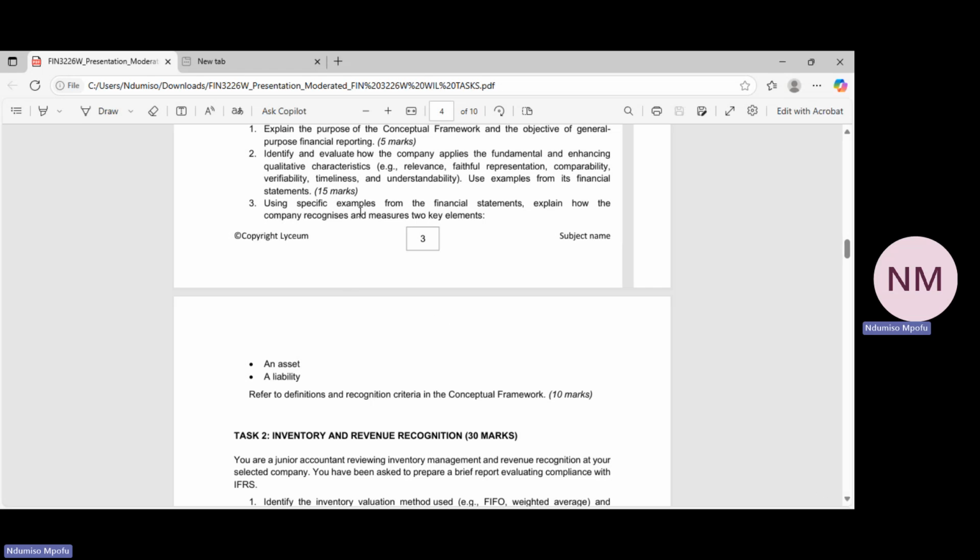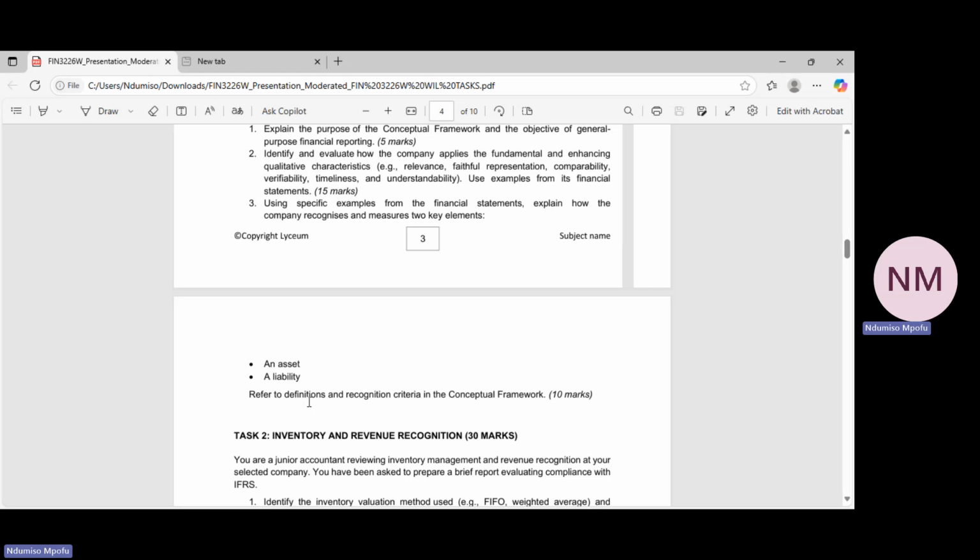Using specific examples from the financial statements, explain how the company recognizes and measures 2 key elements: an asset and a liability. All right, it's a 10-mark question. Again, it's important for you to check the marks that have been allocated to the question. Otherwise, at the end of the day, if you don't check, you might lose some marks, because whatever you presented might not be detailed enough, might not be worth 10 marks.